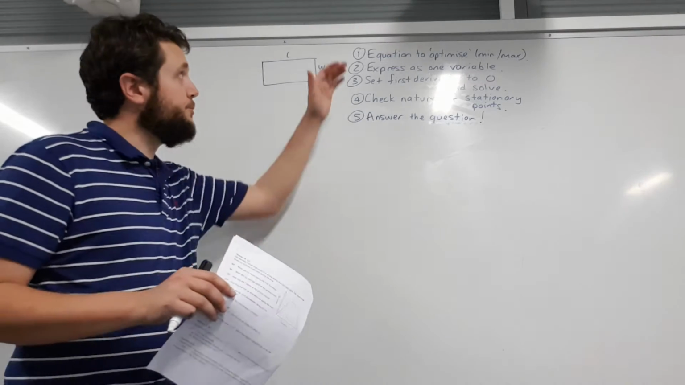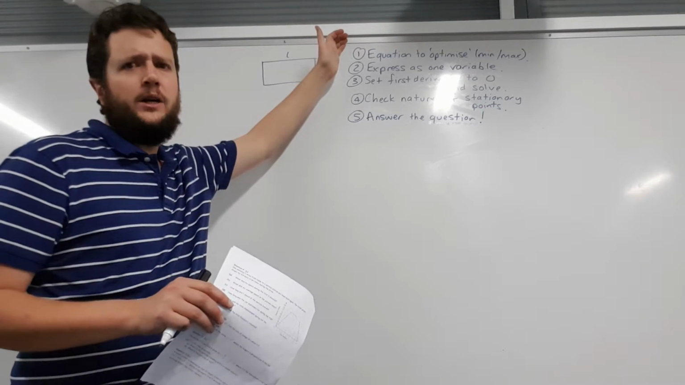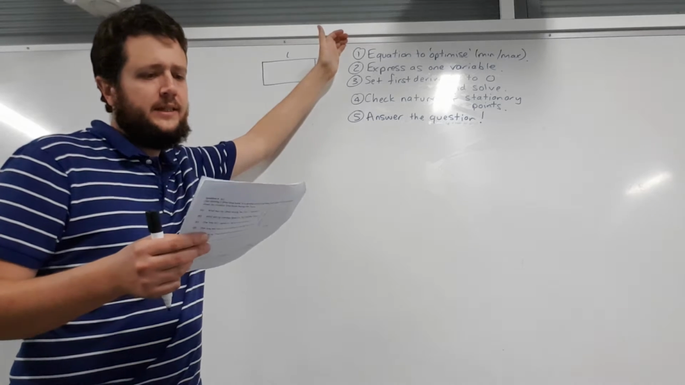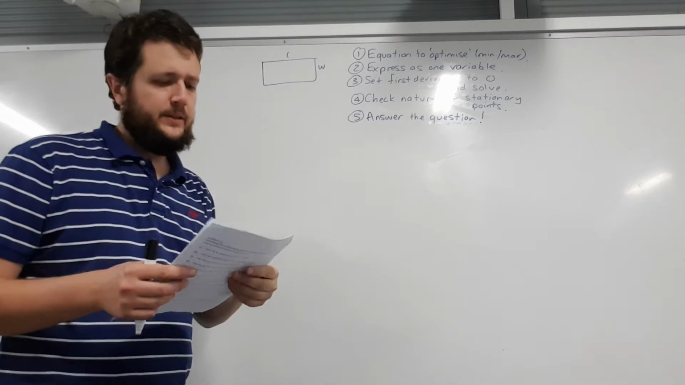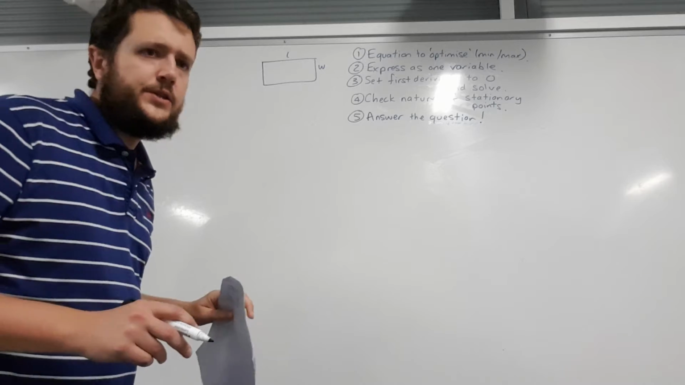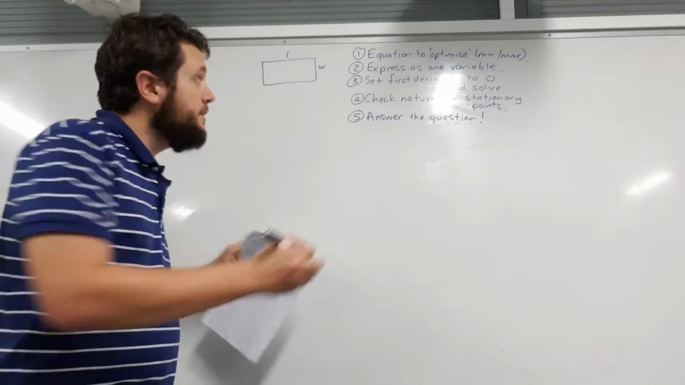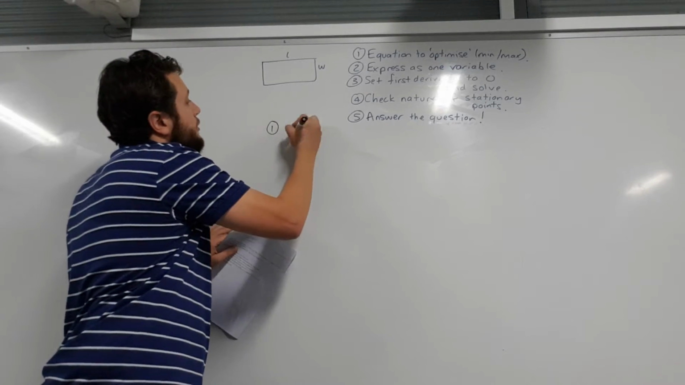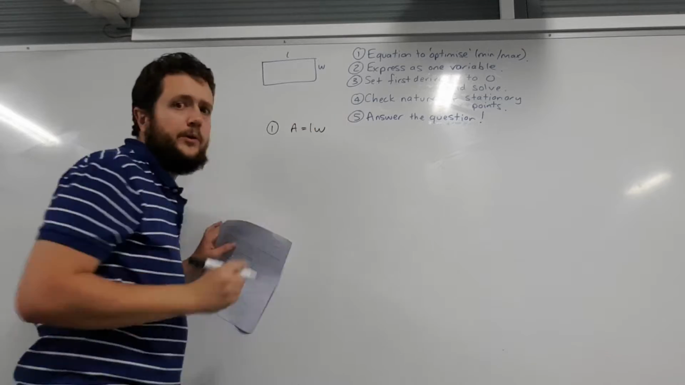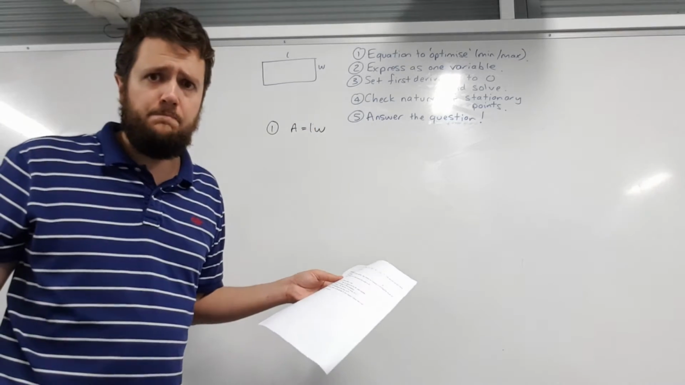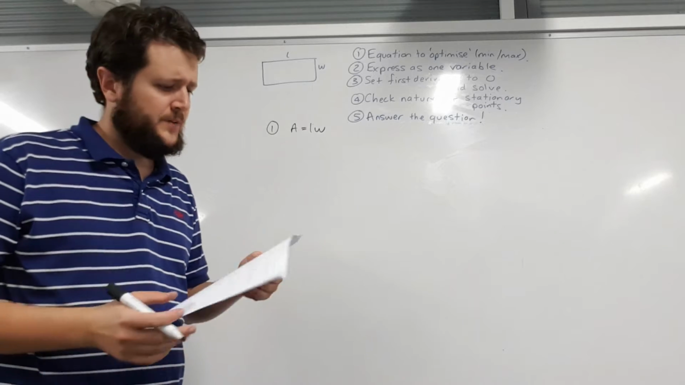Essentially 5 steps. First one, you end up writing an equation for what you want to optimize. In this case, it wants to optimize the area of a chook pen, and it's a rectangular chook pen. So our first step would be, well, area is length times width. We want the maximum area. So we've written a formula for area.